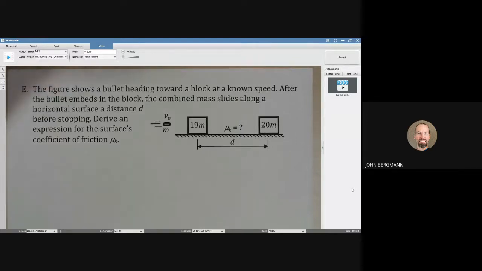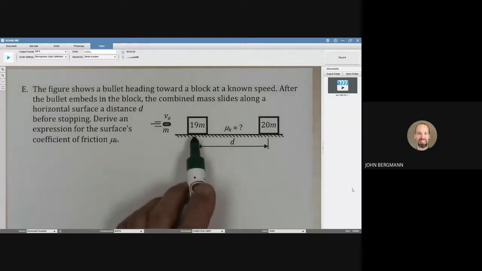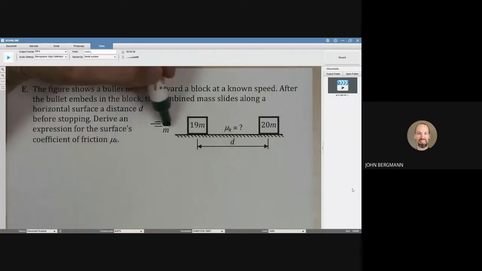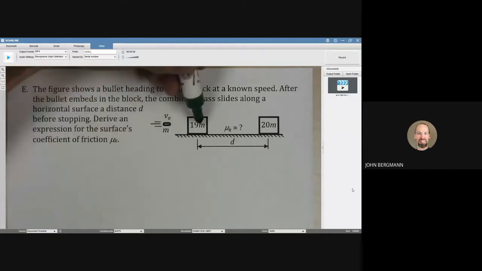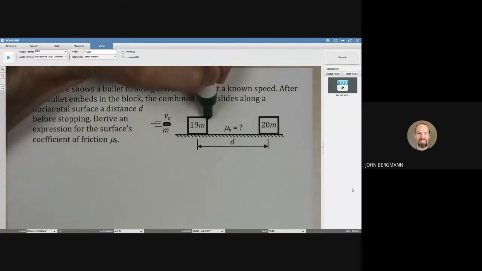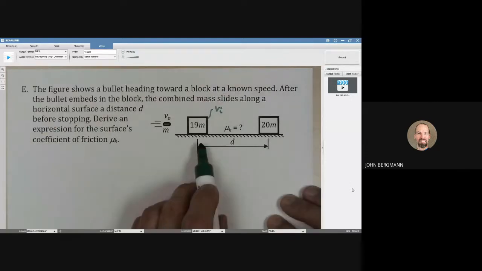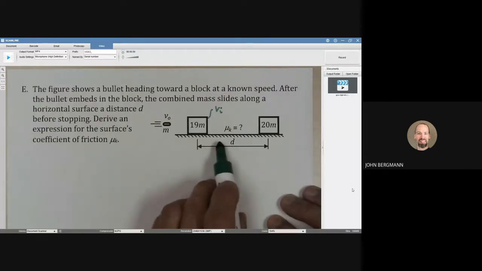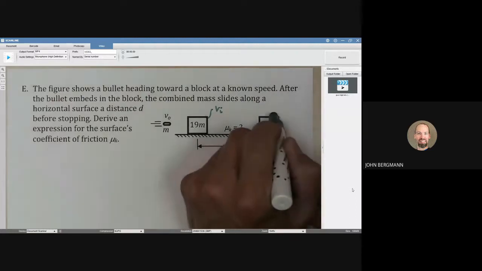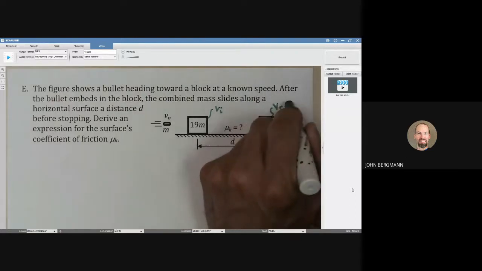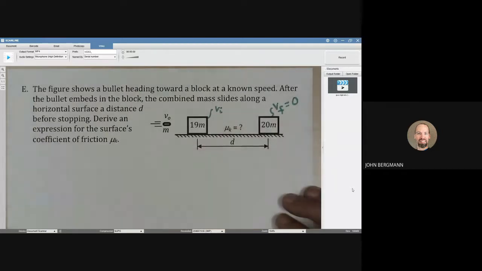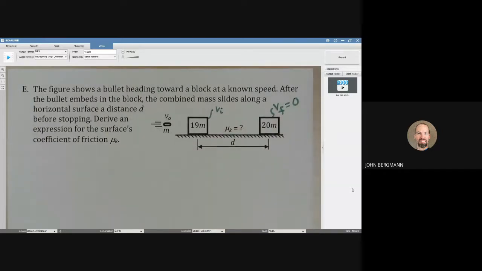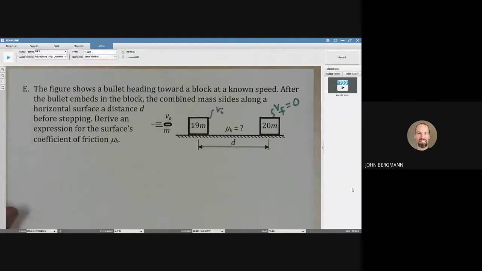What we have here is this bullet slamming into this block, and once that happens, that combined mass is going to begin to slide across the surface at some initial speed. Let me call that vi. As it slides, it's going to be slowing down, slowing down, slowing down. So at the end here, vf is going to, of course, equal 0. So what have we got going on? Well, lots of things.